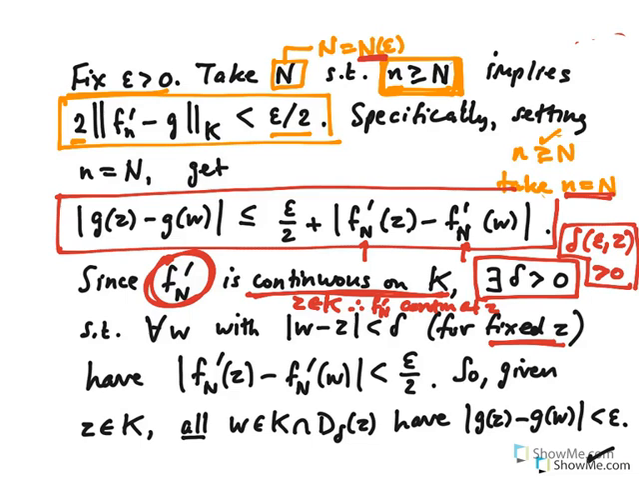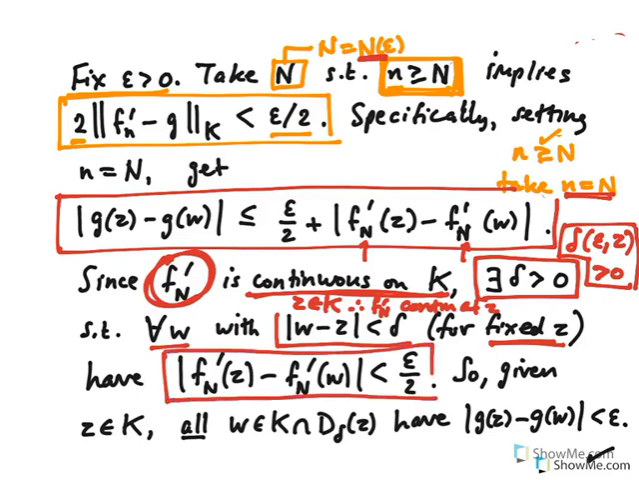But the point of that delta is that if you take a w within that distance of z, then you're going to make this difference as small as you please. Fn prime is continuous at z, so its value at w is going to be very close to its value at z, as long as w and z themselves are sufficiently close.